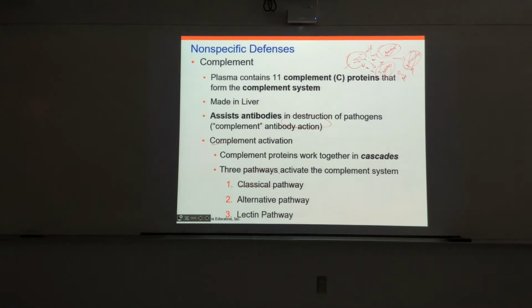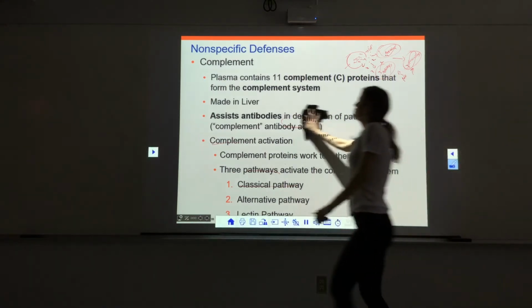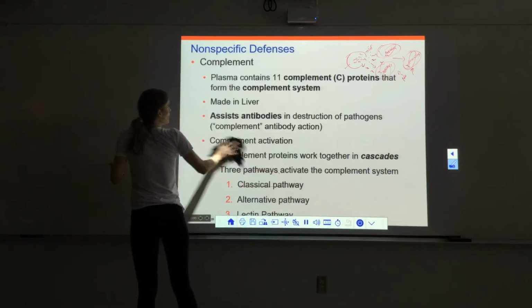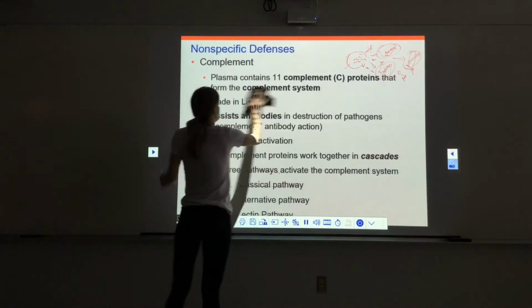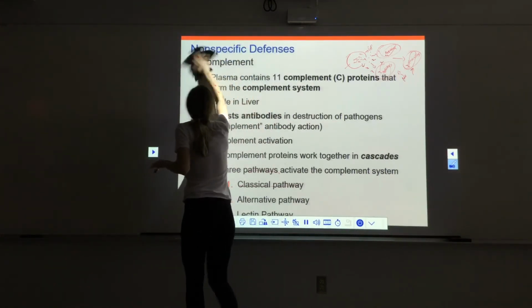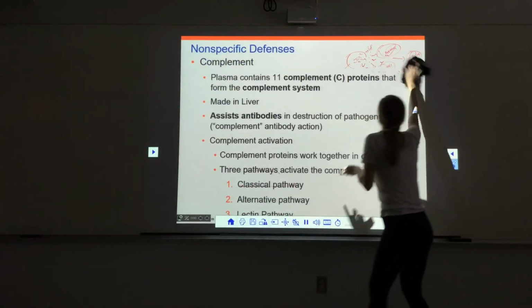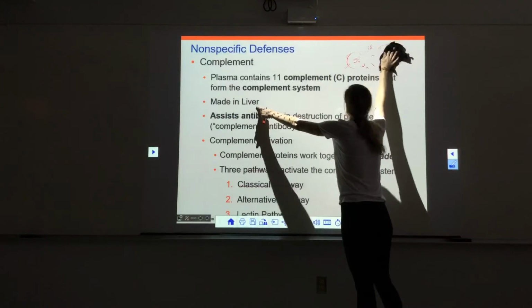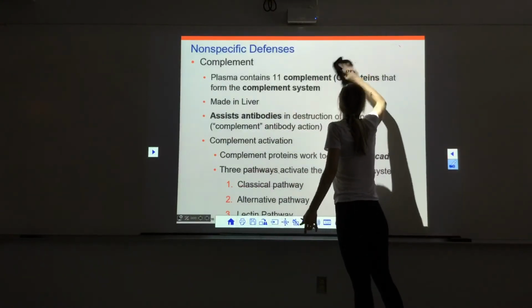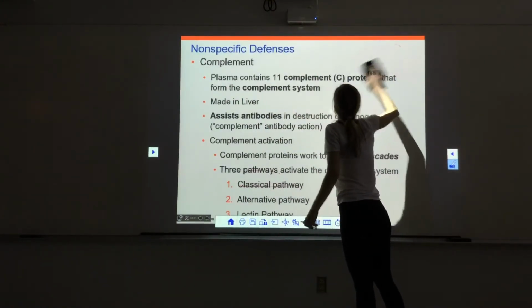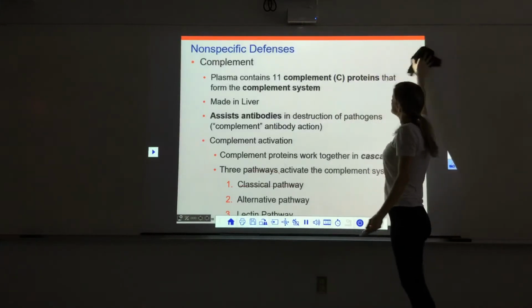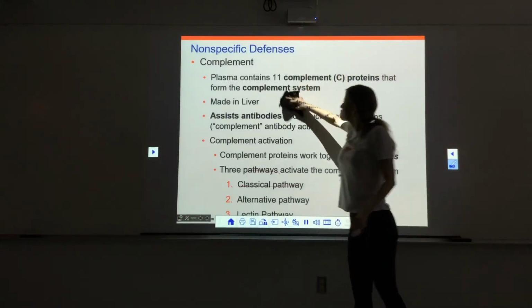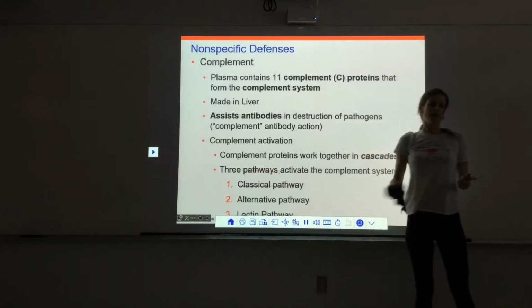The complement system. So we have 11 complement proteins in the plasma. Okay, so this is a specific type of plasma protein, the complement proteins. Just like all the other proteins, we make them where? In the liver. So the liver makes these 11 complement proteins. And these proteins together form the complement system.